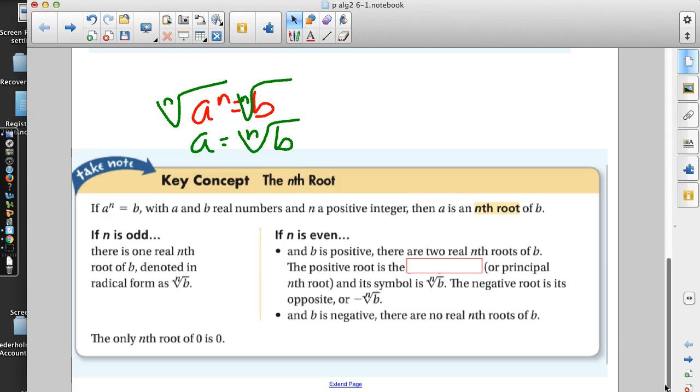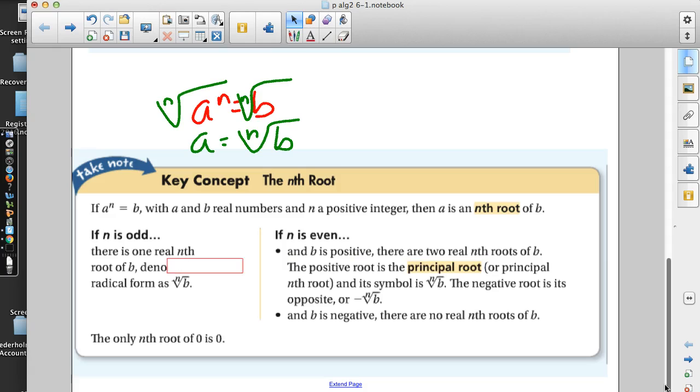And yeah, I know that's really generic, because they're trying to get us to understand that whatever root we're taking, there are general rules for those roots. The first is this. If this is 3, 5, 7, 9, 11, any odd number, you get one answer. There's only one. So there's one real nth root of b, and it's denoted in radical form as the nth root of b. But if this is even and this is positive, you're going to get the plus or minus thing. So if n is even and b is positive, there are two real nth roots.